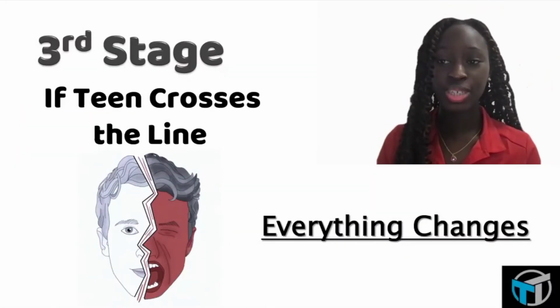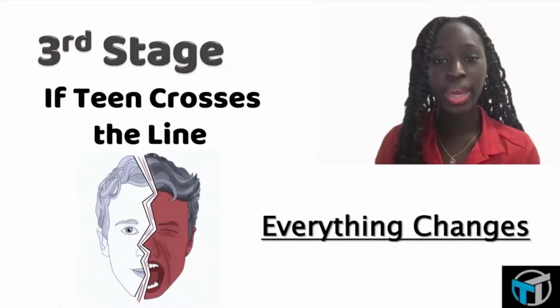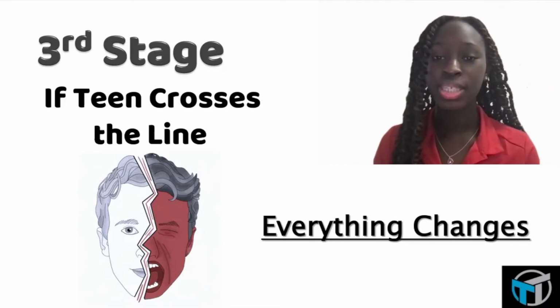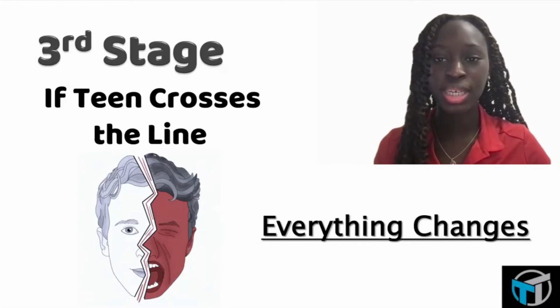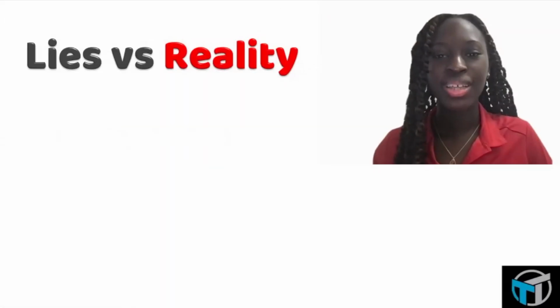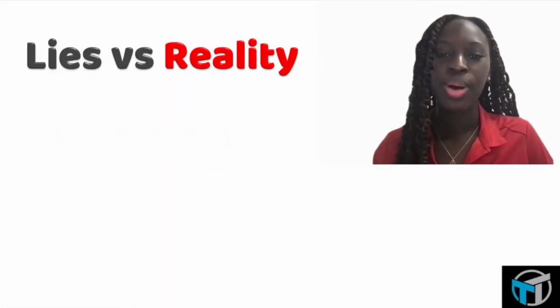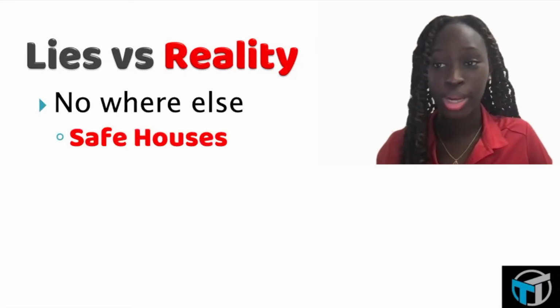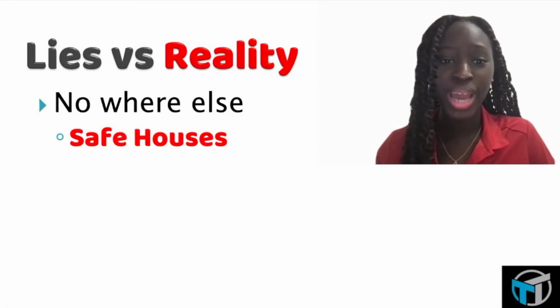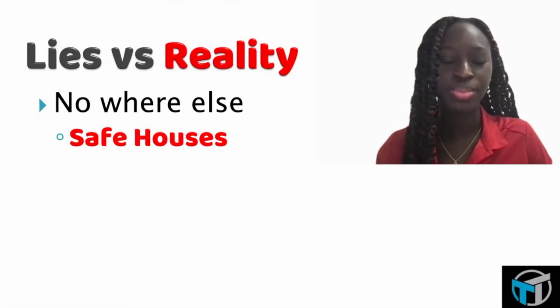Remember, stage 3 starts if the teen doesn't walk away and they choose to cross the line. This is when everything starts to change. In order to keep the teen under control, they're brainwashed and they're fed one lie after another. So how can we tell these lies from reality? Well, the teens are told things like, now that you've crossed the line, you have nowhere else to go. When in reality, there are safe houses available.